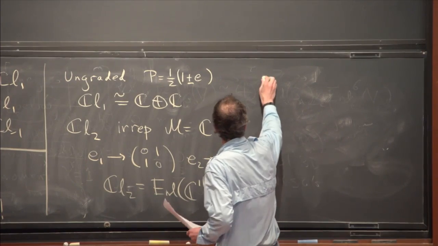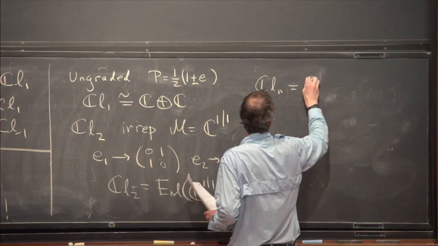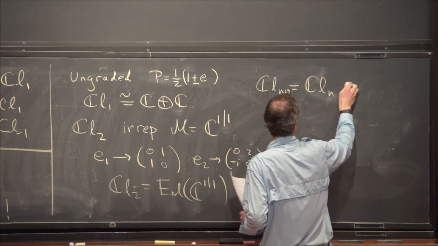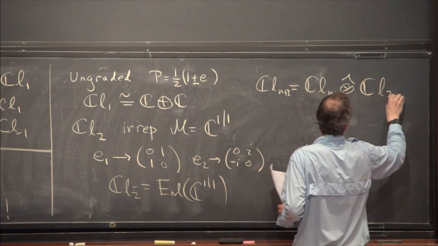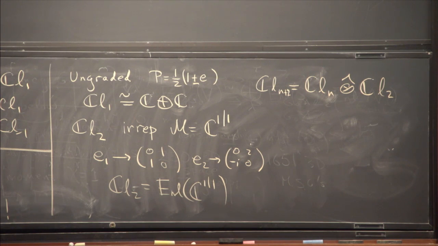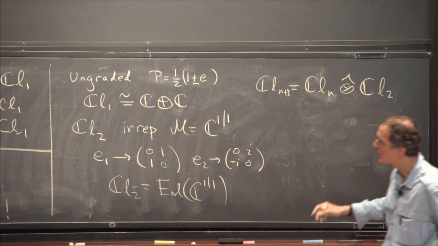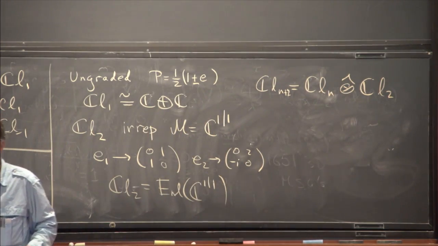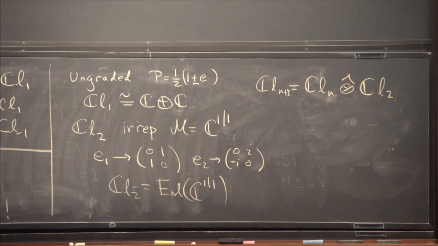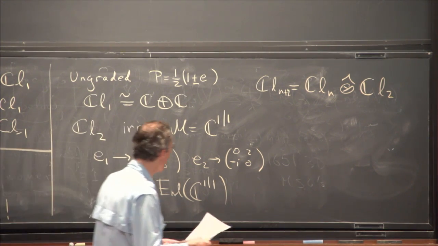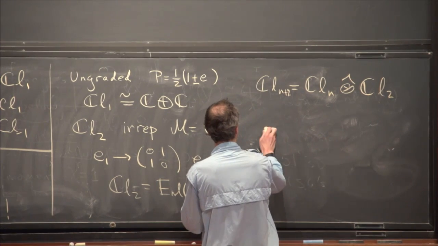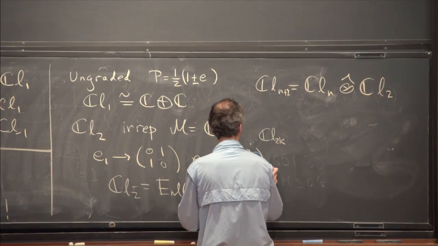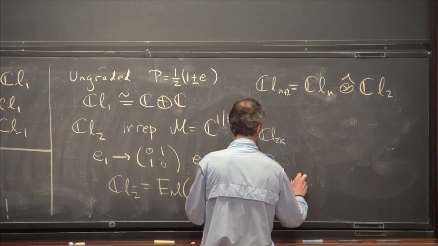But wait a moment. Clifford n plus 2 is Clifford n times Clifford 2. So if we are in the world of Morita equivalents, there are just two kinds. There's the even kinds and the odd kinds, because Clifford 2 is a matrix algebra. Okay, and a tensor product of matrix algebras is another matrix algebra. So I can keep going down, and so now I can make a little table. Clifford 2k, Clifford 2k plus 1.